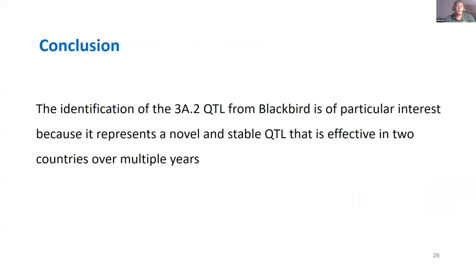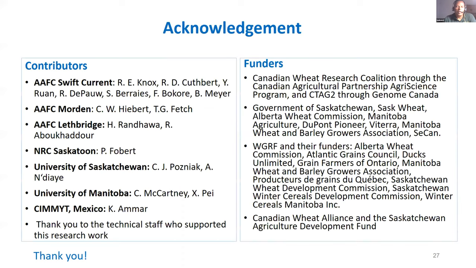So in conclusion, identification of the 3A.2 QTL from Blackbird is particularly interesting, because it represents a novel and stable QTL, which is effective in at least two countries in multiple environments. So with this, I'll end my presentation by acknowledging our contributors.